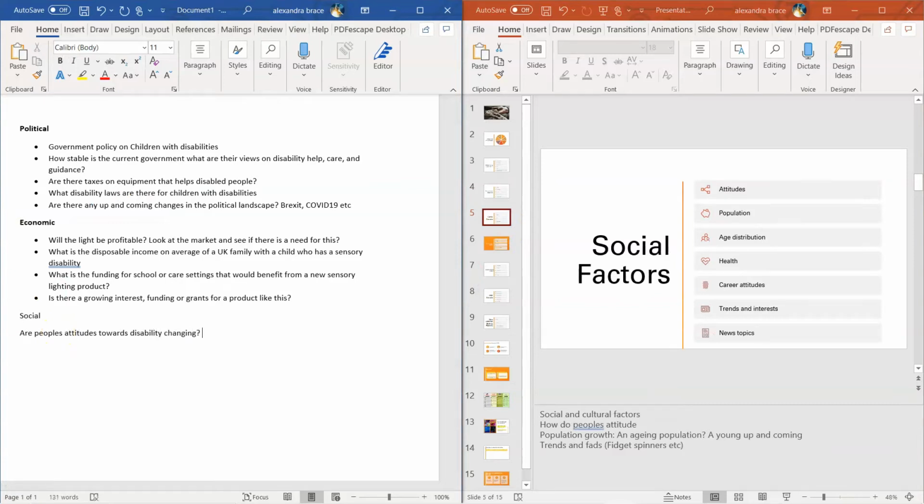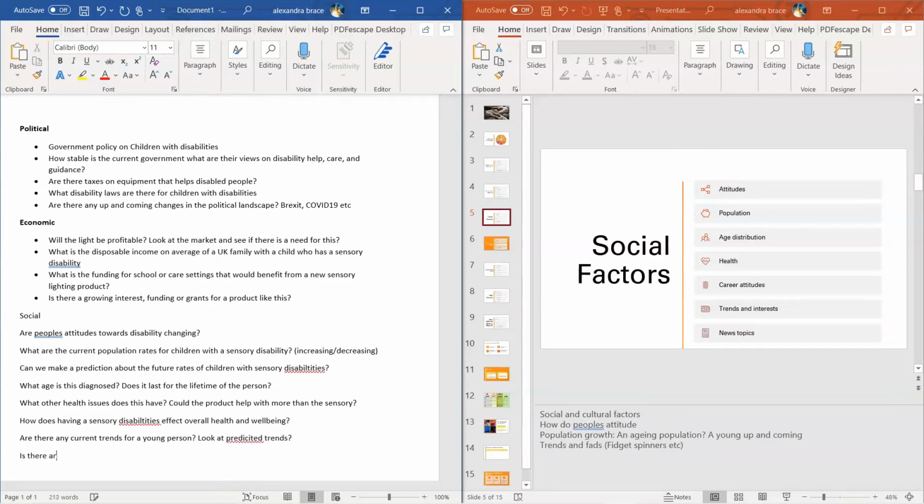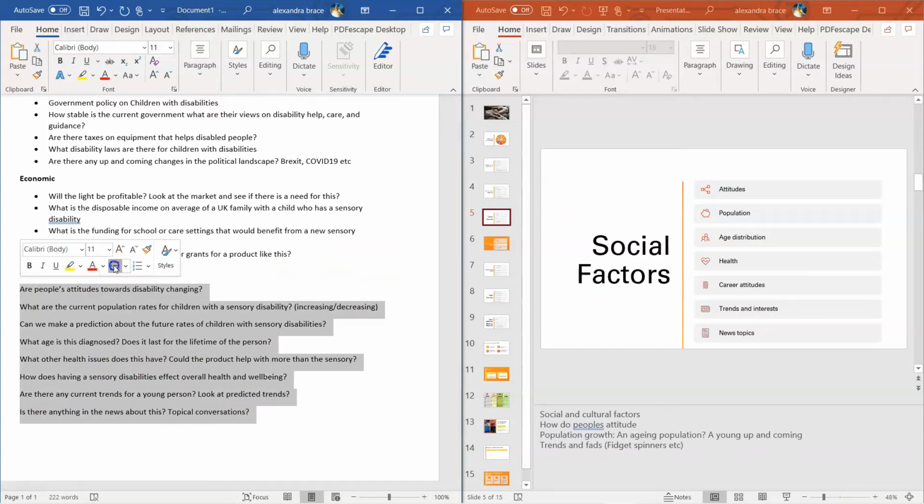So social factors, we've got attitudes. So are people's attitudes towards disability changing? What are the current population rates for children with a sensory disability? Are they increasing or decreasing? Can we make a prediction about the future of the rates of children with sensory disabilities? What age are they diagnosed at? What other health issues does a sensory disability have? And could the product help with these other health issues as well? Does having a sensory disability affect overall health and well-being? And are there any current trends for a young person? So maybe I need to look at predicted trends and anything topical in the news about this.